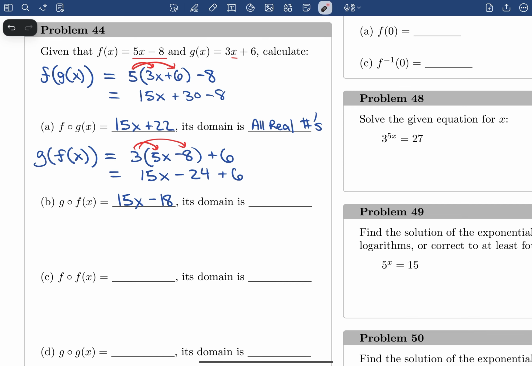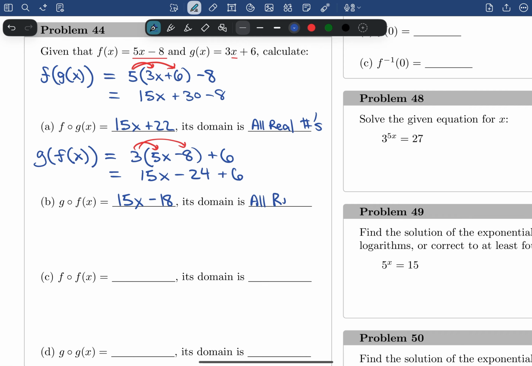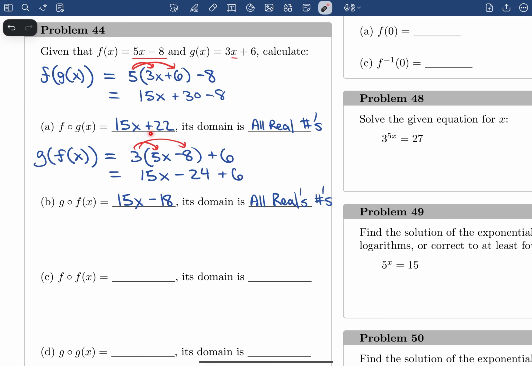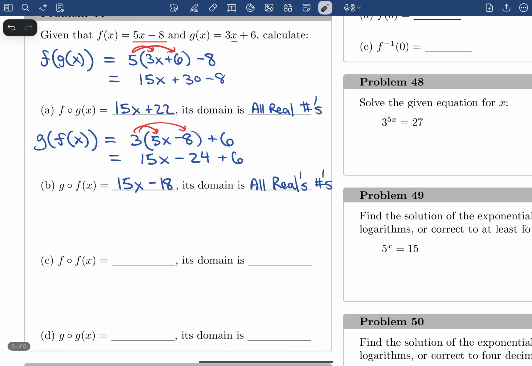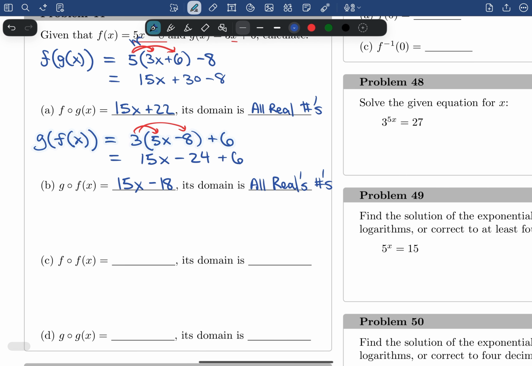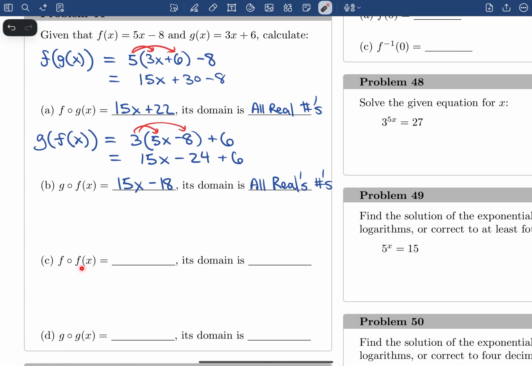But one thing that they do share in common is their domains are all real numbers, because we had two lines that we were composing together, and lines are infinite. Their domain goes from negative infinity to infinity. Okay, so all real numbers, same as this one above. Let's now have a little fun. Let's go ahead and plug the f function into the f function.